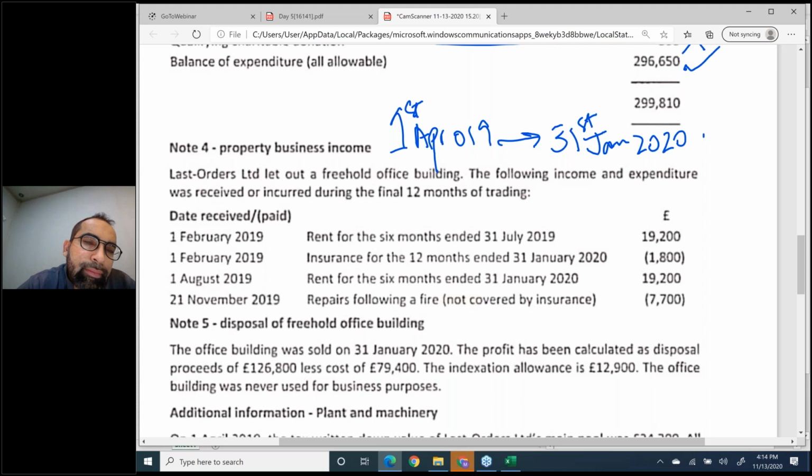Listen, we have to take only 10 months rental income and 10 months expenses, and there is no need to see the payment dates. Just work on an accrual basis. Okay, let's start. Last Orders Limited let out a furnished office building. The following income and expenditure were received and incurred during the final 12 months. No issue, they have written 12 months here, but our accounting period is just 10 months. So be careful.